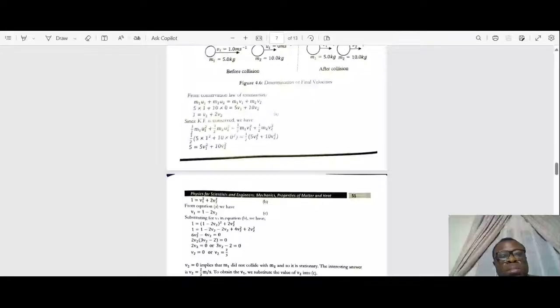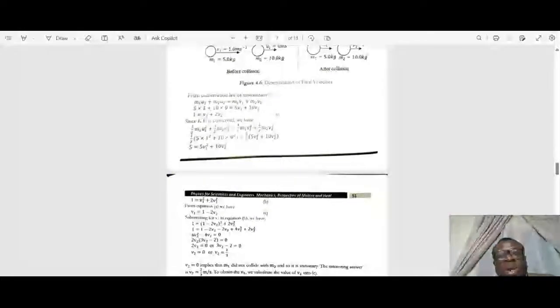So for this elastic collision, we'll talk about momentum and kinetic energy. For the momentum, we have gotten 1 equal to v1 plus 2v2, and we term that equation A. Then next, we look at the kinetic aspect of it.